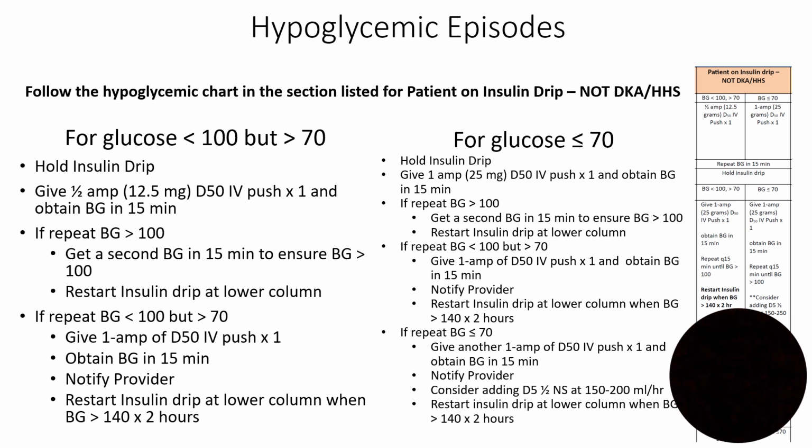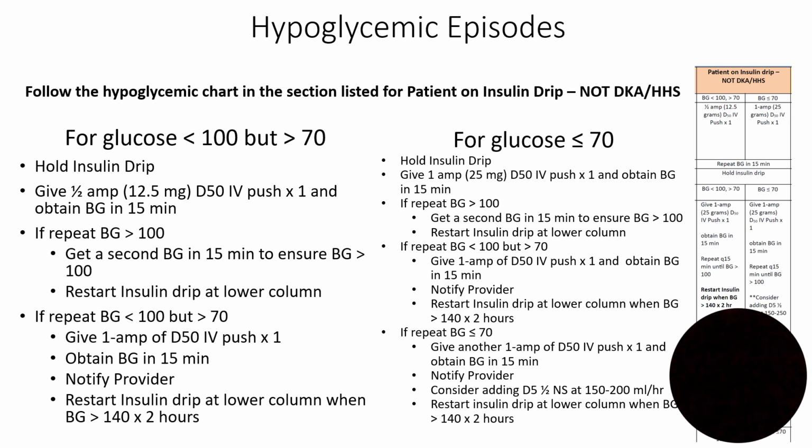If a repeated blood glucose remains less than 100 but greater than 70, give 1 amp of D50 IV push times 1. Obtain blood glucose in 15 minutes. Notify the provider. Restart insulin drip at a lower column when blood glucose is 140 milligrams per deciliter times 2 hours.